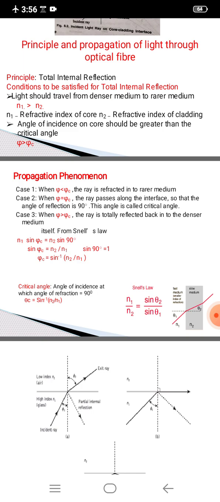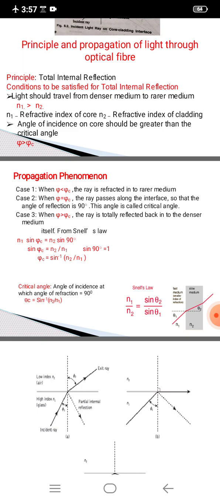Here we can define the critical angle as nothing but the angle of incidence at which the angle of refraction is equal to 90 degrees. This is called the critical angle. When phi is greater than phi c, the angle of incidence greater than the critical angle, the light ray will reflect back into the denser medium, that is, inside the core material. That's why the second condition is given: phi should be greater than phi c. So these are the two conditions to be satisfied for total internal reflection.